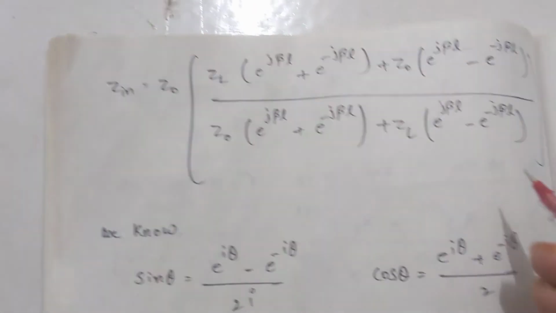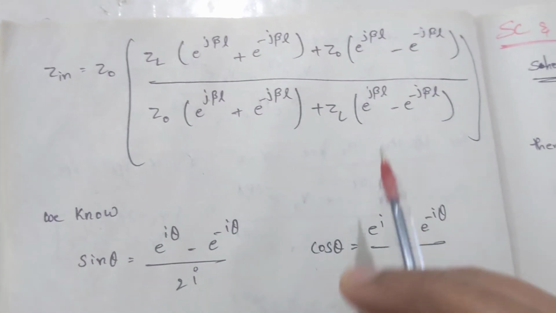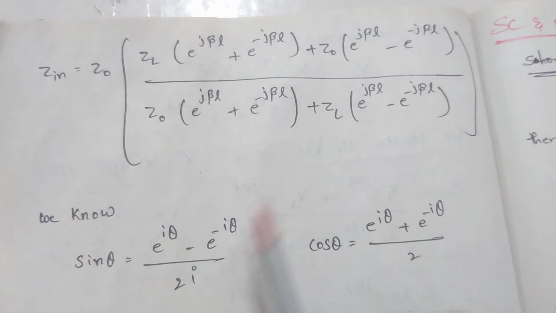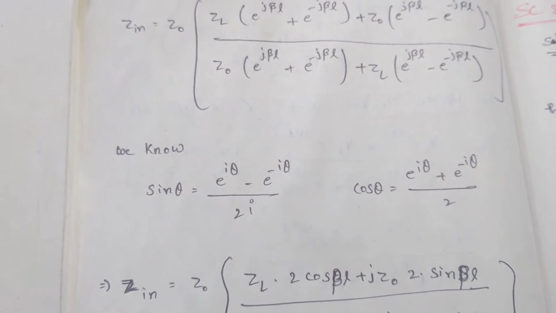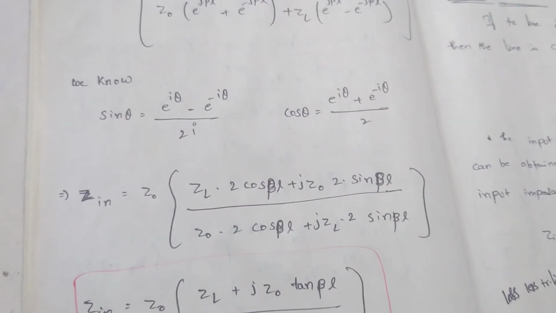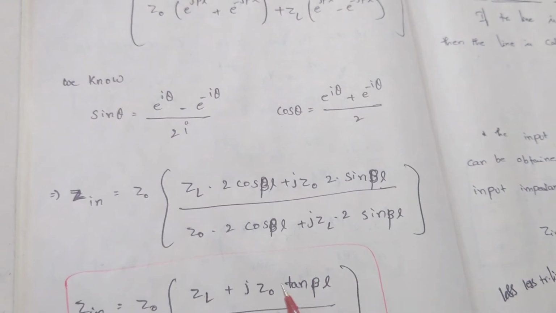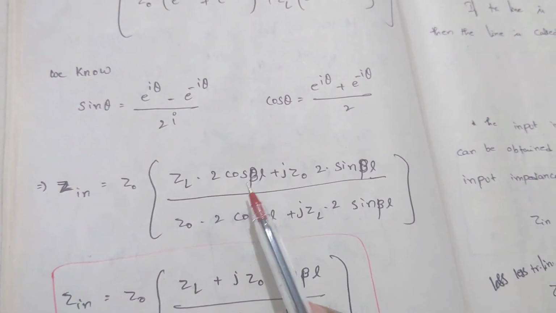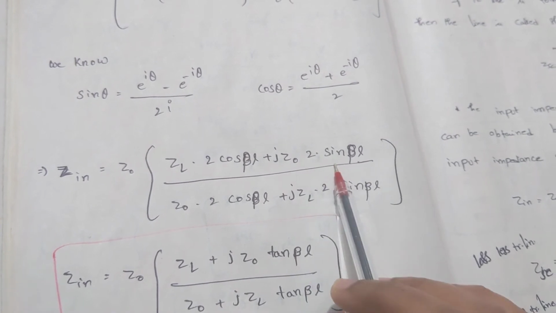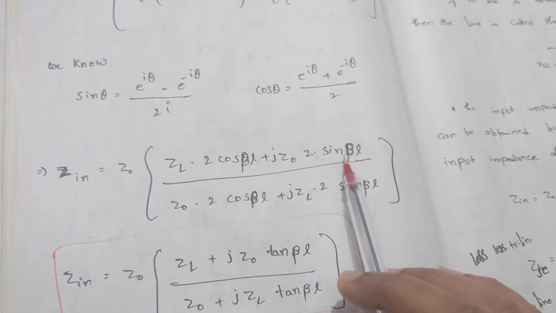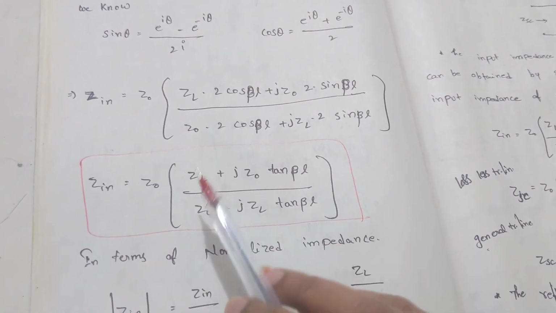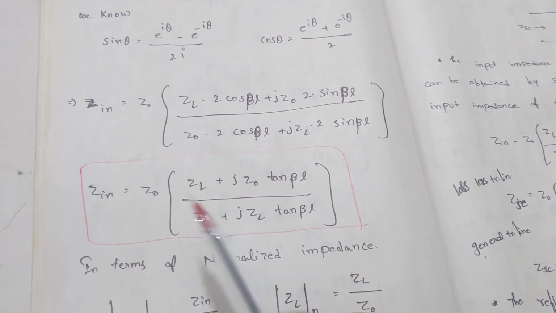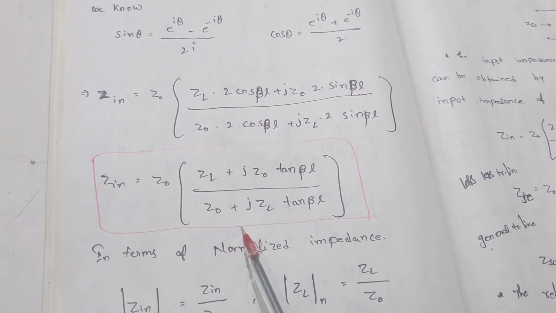From here, take ZL and Z0 common. Now this expression will be in the form of your sine and cosine values. Try to replace those values and take 2 cos beta L common, so the 2 will be cancelled. Sin beta L divided by cos beta L will be tan beta L. So this is your normal input impedance for a lossless transmission line.